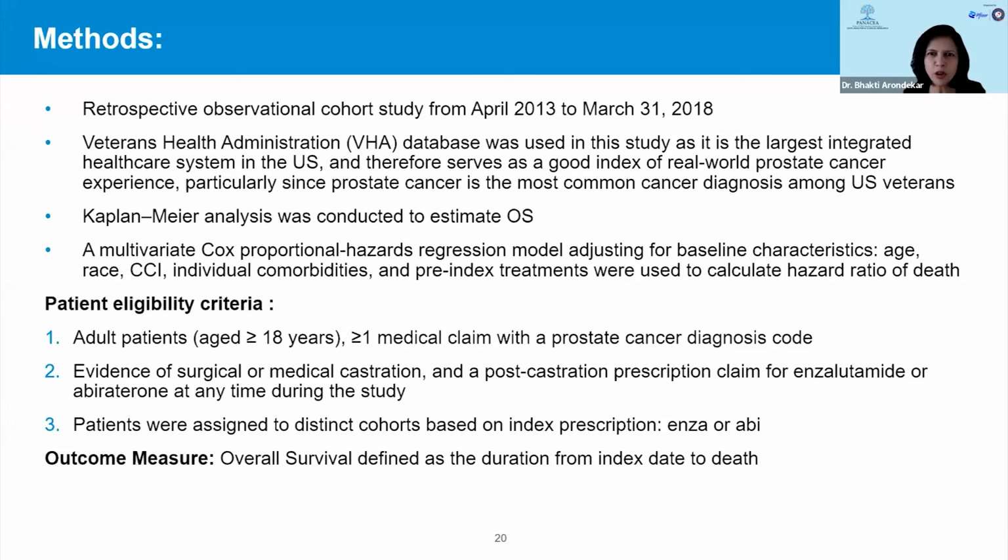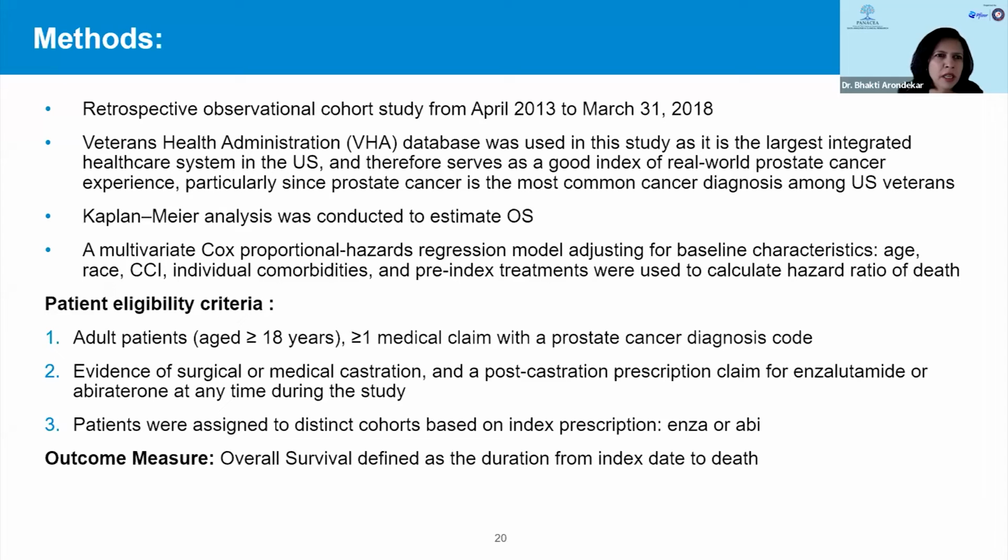So it provides you that longitudinal patient journey that I was talking about, and it allows you to follow patients through their journey. And the other reason why this particular database was picked was because prostate cancer is very common among veterans. And so if you wanted to do a large study, this was the perfect database to use for doing this study.